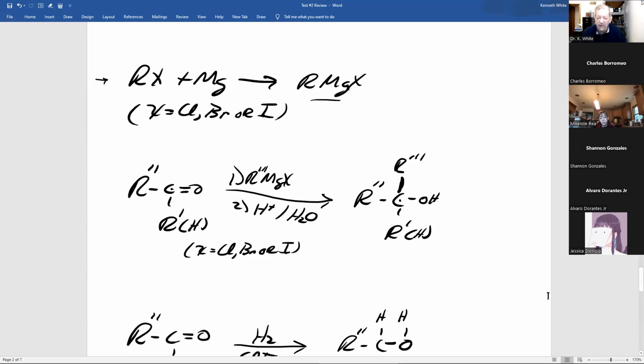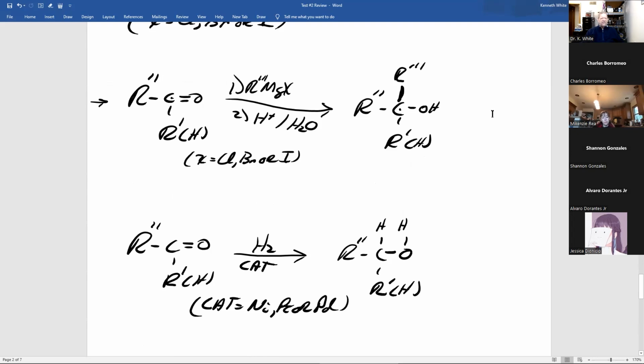Now, what can you do with a Grignard reagent? And this is what makes it so special. You can make carbon-carbon single bonds with ketones and aldehydes. And the Grignard reaction is one of the two reactions, besides making the Grignard reagent, that he won the Nobel Prize for back in about 1910, give or take 5 years.